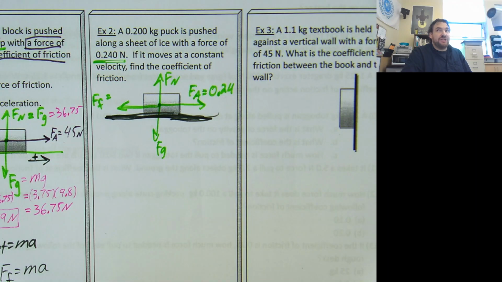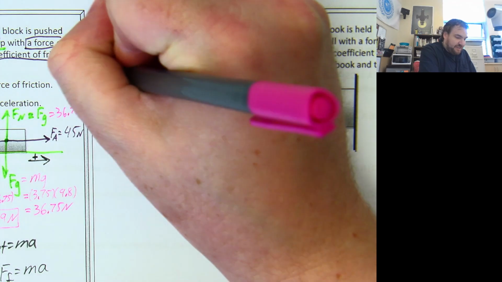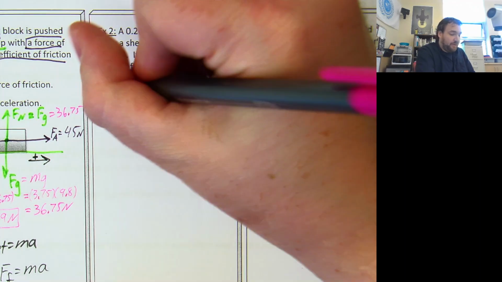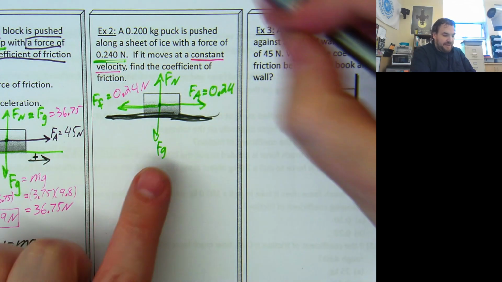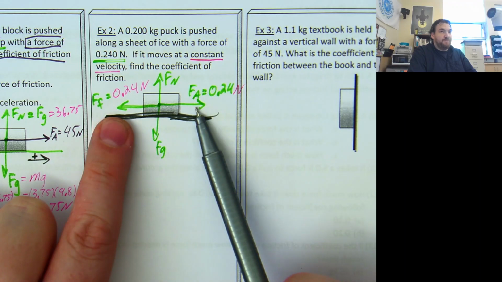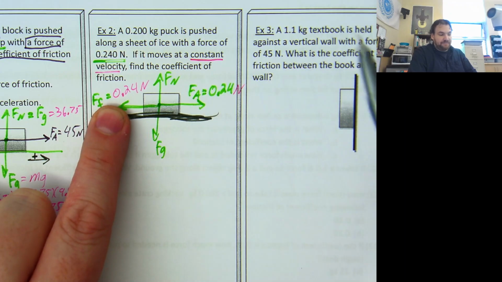There is some key language in here that gives us a value for the force of friction. What's the language in the problem that's going to give us the value for the force of friction? The fact that the object is moving at constant velocity means that the force of friction has to be what? 0.24. Oh, and I should put newtons over here too. If the object has constant velocity, it means that the forces are balanced in every direction. So FA and FF have to be the same.